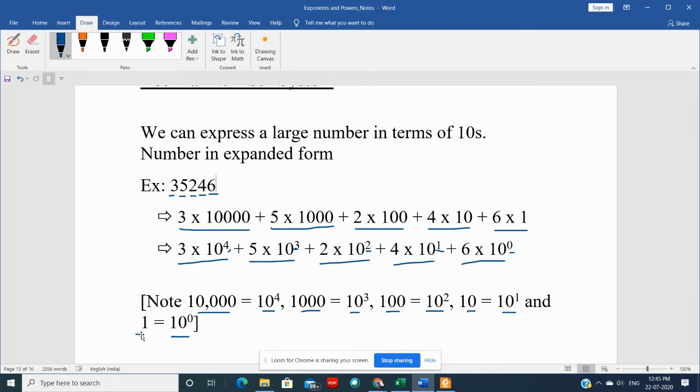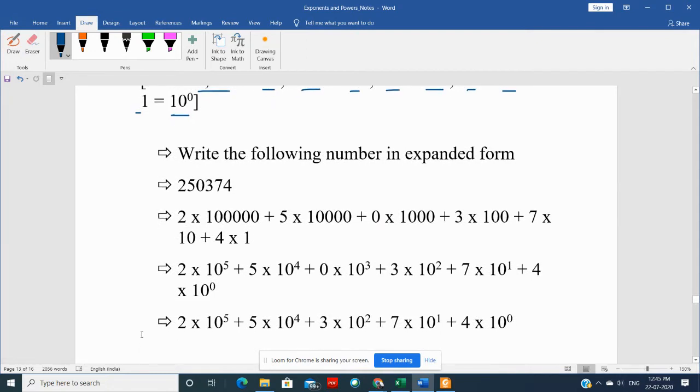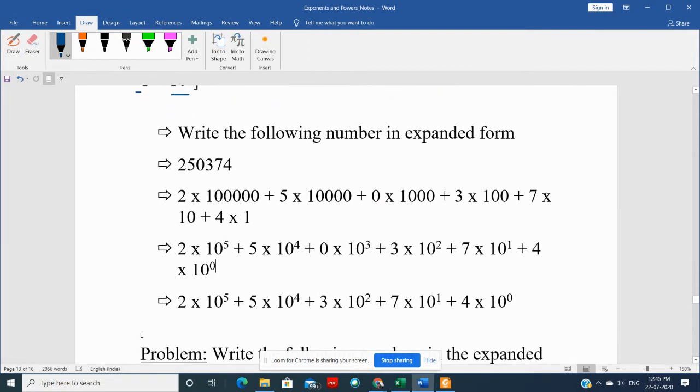Like if they tell you to show the number in an expanded form, then this is how you need to do. We'll see some more examples, all right? So that it will be helpful in your textbook sums. You'll be able to solve your textbook sums. Let's see one more sum.